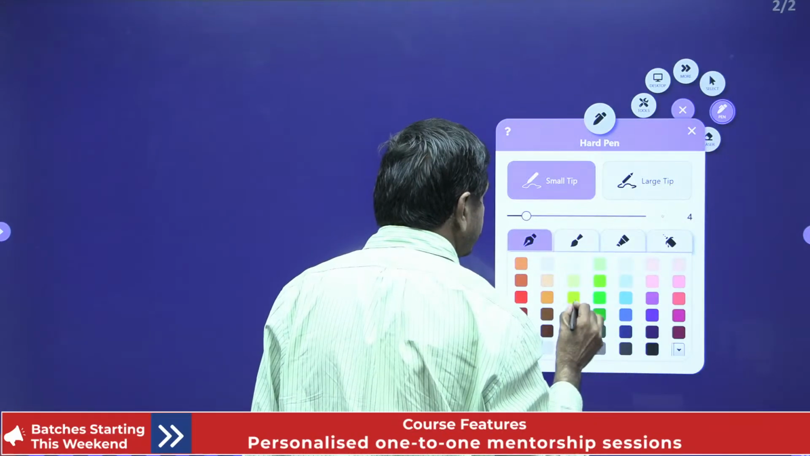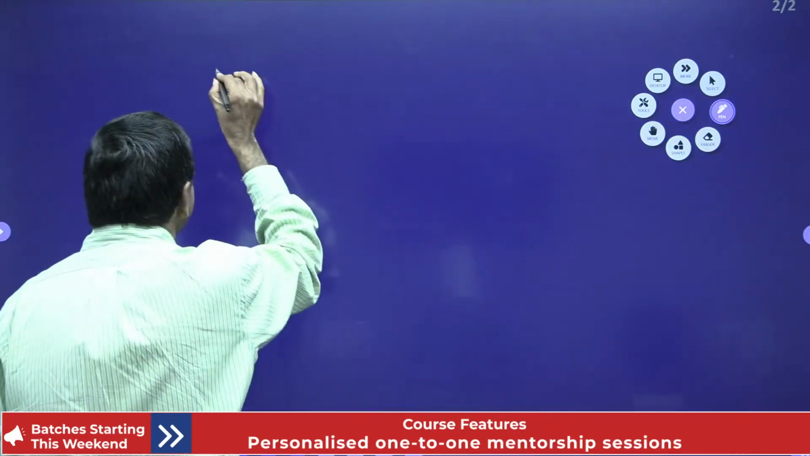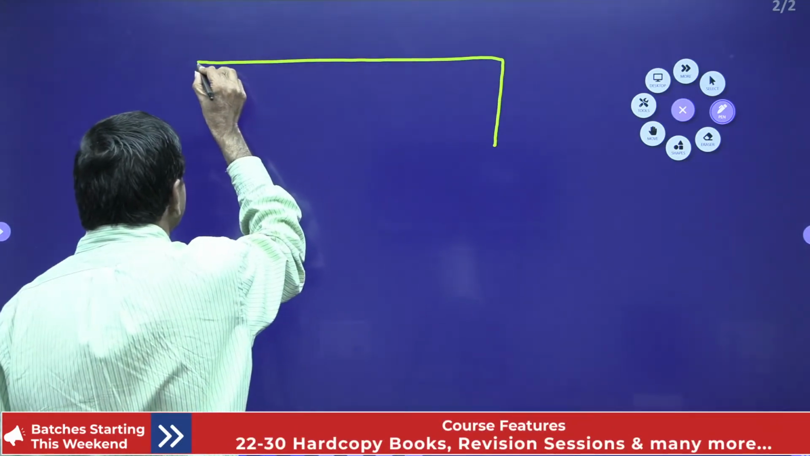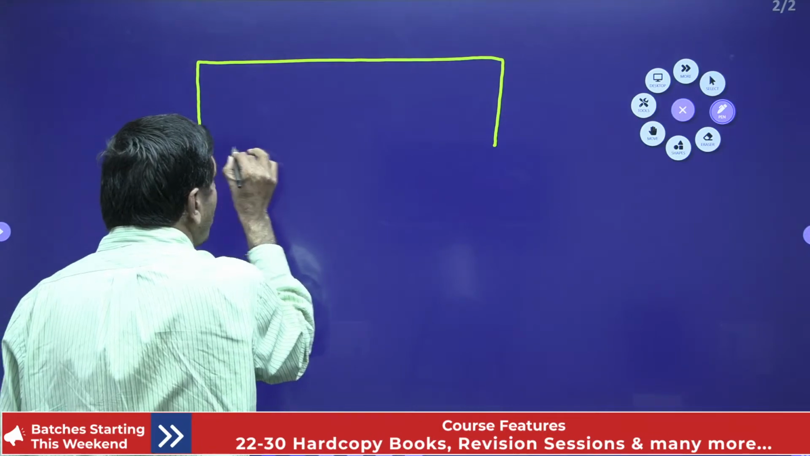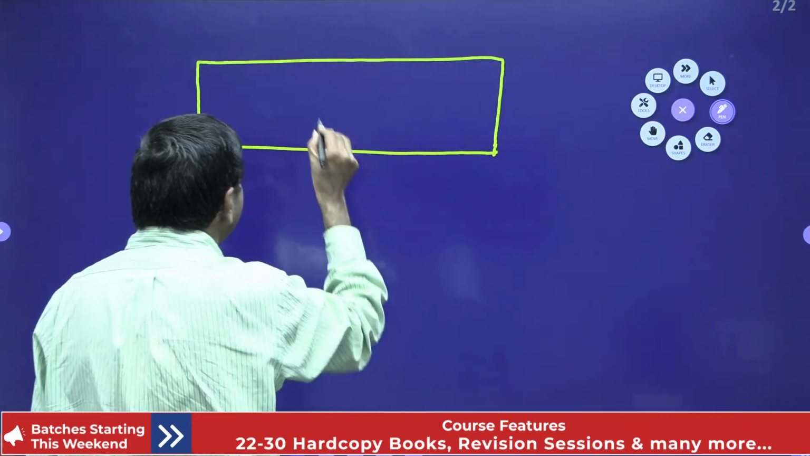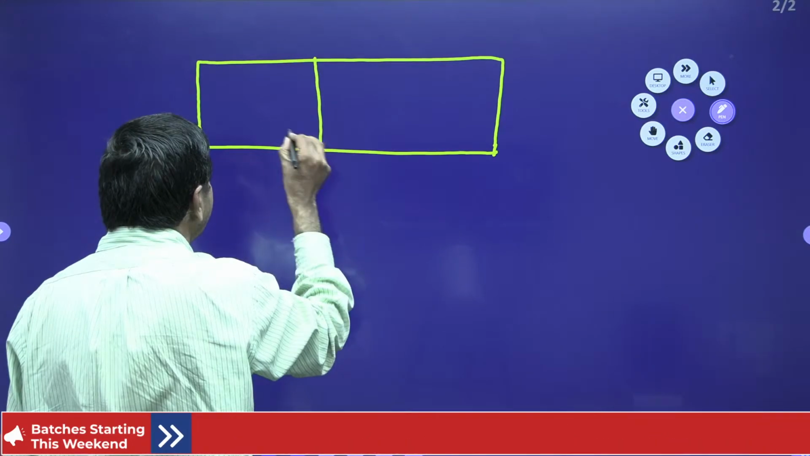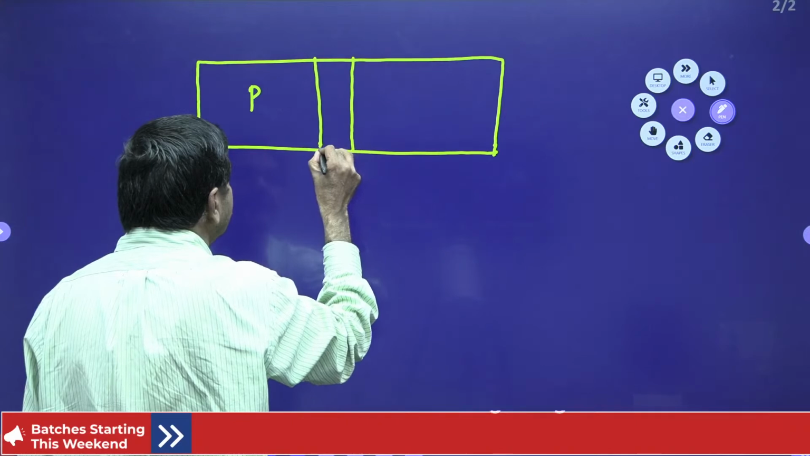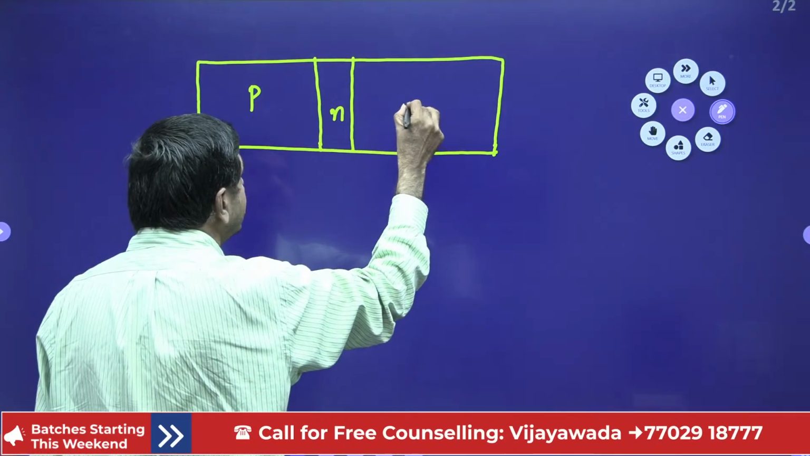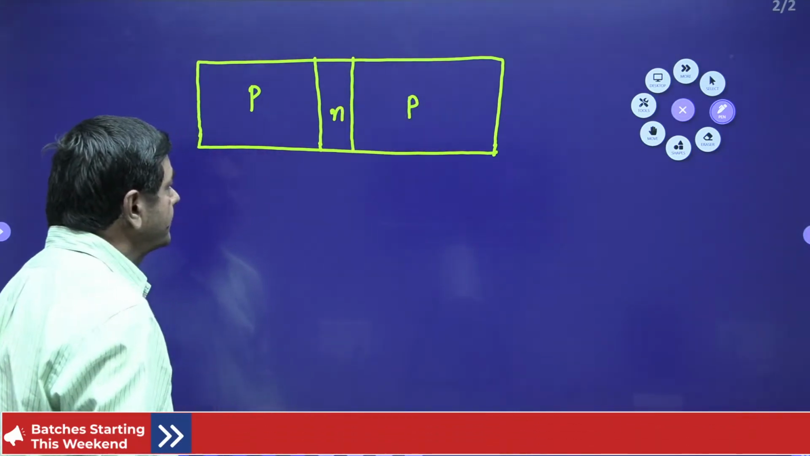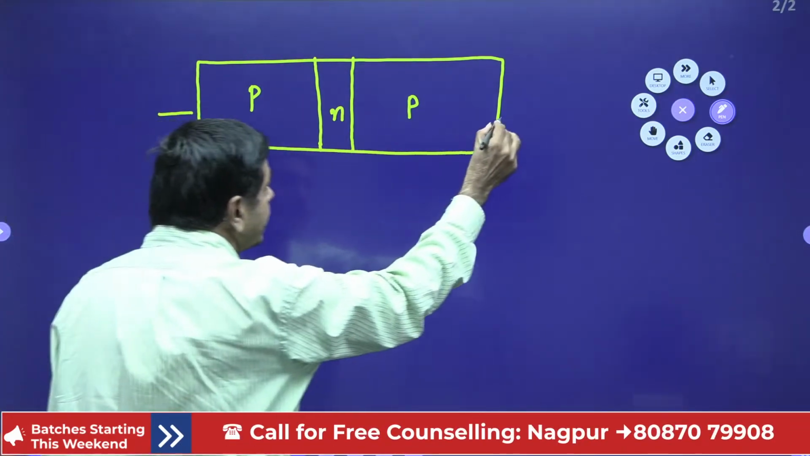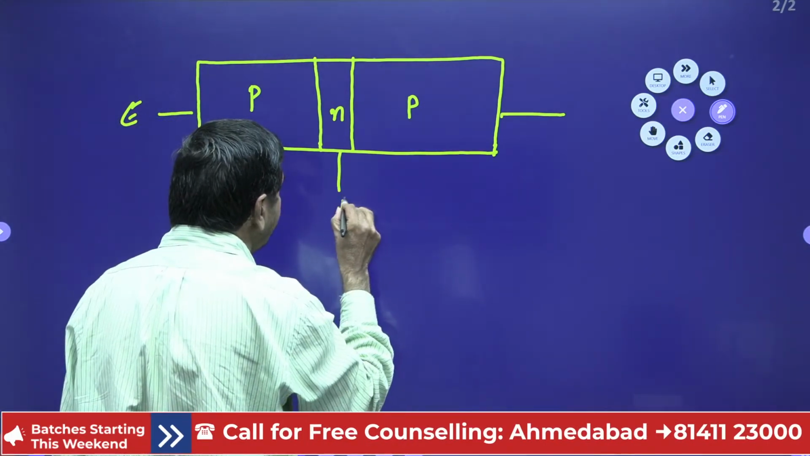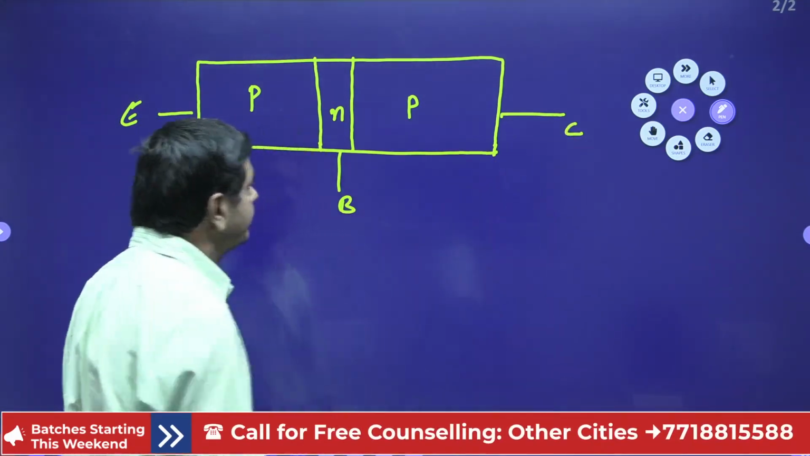I selected here the transistor structure, and I have taken it like this. Here I have taken a PNP transistor for example. This is P, this is N type, this is P type. We connected it with three electrodes: one is the emitter, one is the base, and one more is the collector, as we know very well.